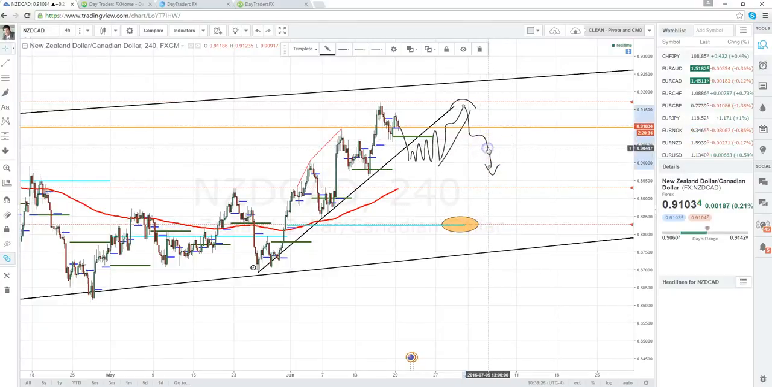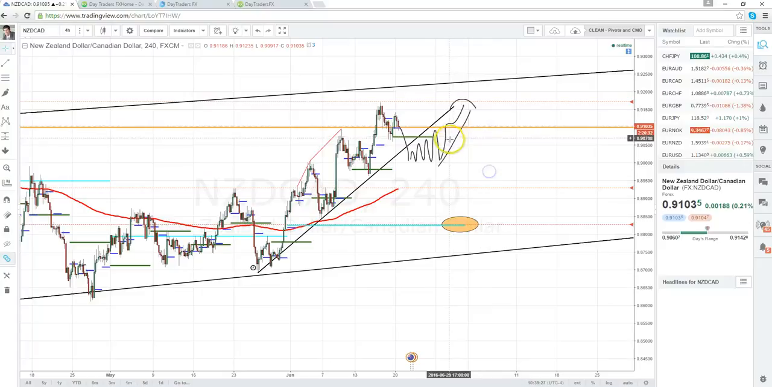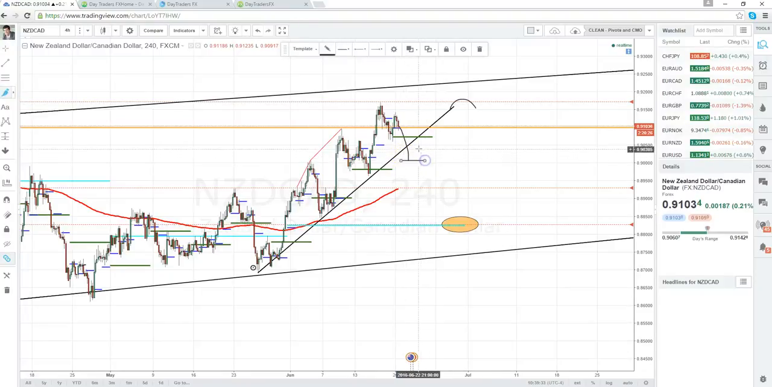So it's a trade that we're going to be treating with our members, probably starting with some relatively small trade sizes. And what that will look like is if we get a break of this trend line, we might add one position here and just kind of wait.